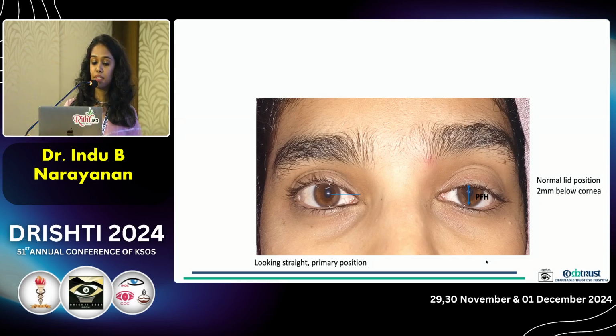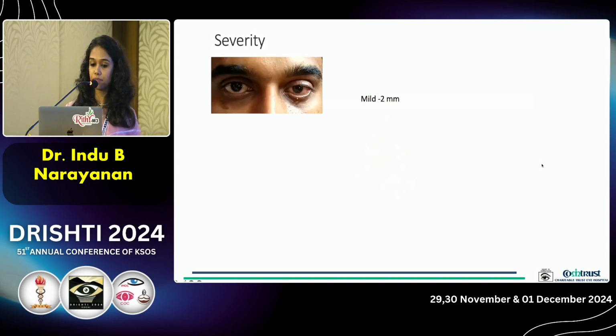And it is divided into two: marginal reflex distance 1 and MRD 2. MRD 1 is the distance from the center of the pupil to the upper lid, and it normally corresponds to around 4 to 5 millimeters. And I would like to say that the normal lid position is always 2 millimeters below the cornea. So here is ptosis of the left eye.